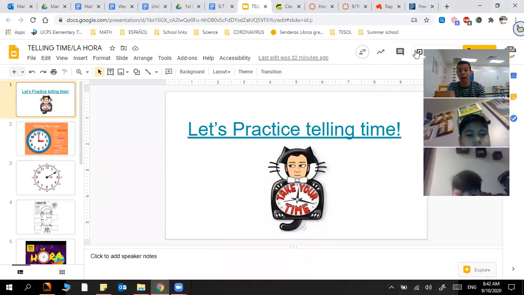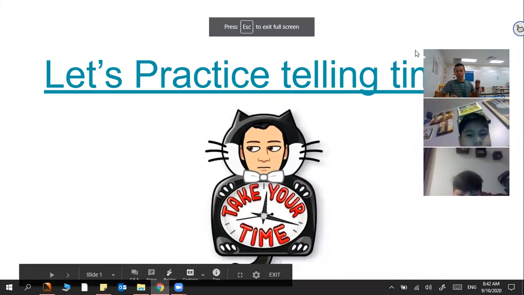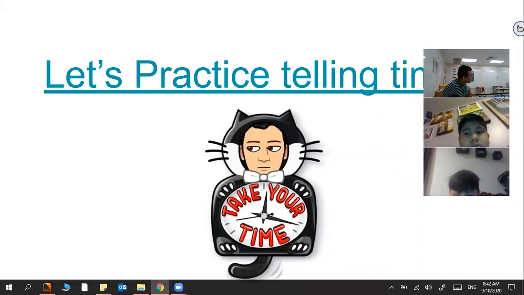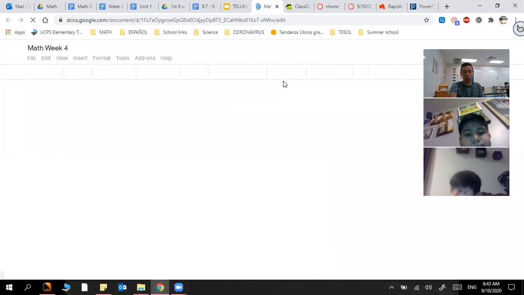Since many of you had some little problems remembering time and what it means, I know that it's hard, especially because we are asking you guys to tell time with these clocks, and we all use digital clocks nowadays. So we're going to go back in time, like literally back in time. First, we are going to review vocabulary, okay?